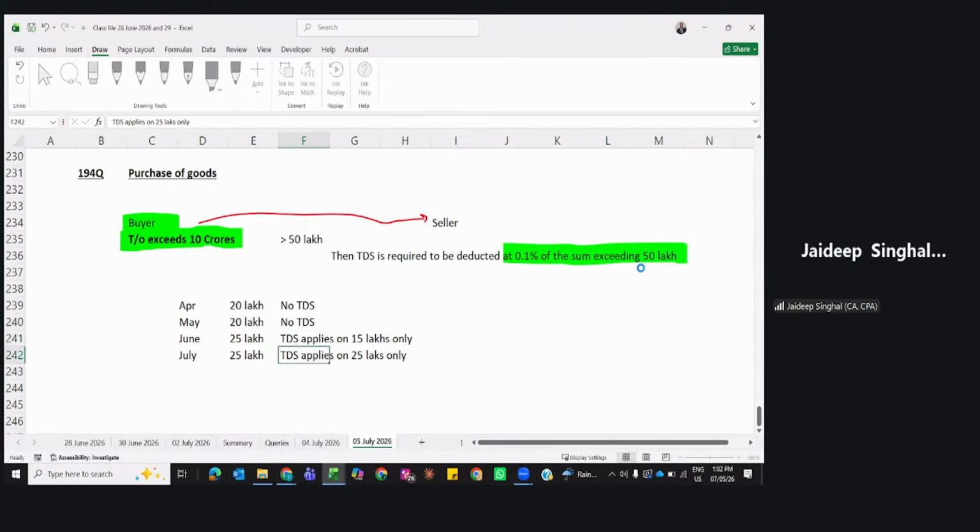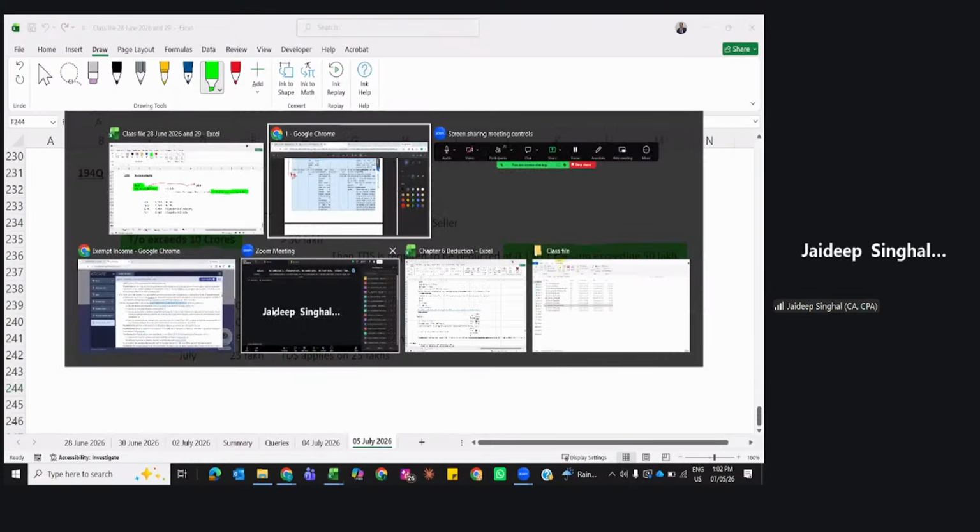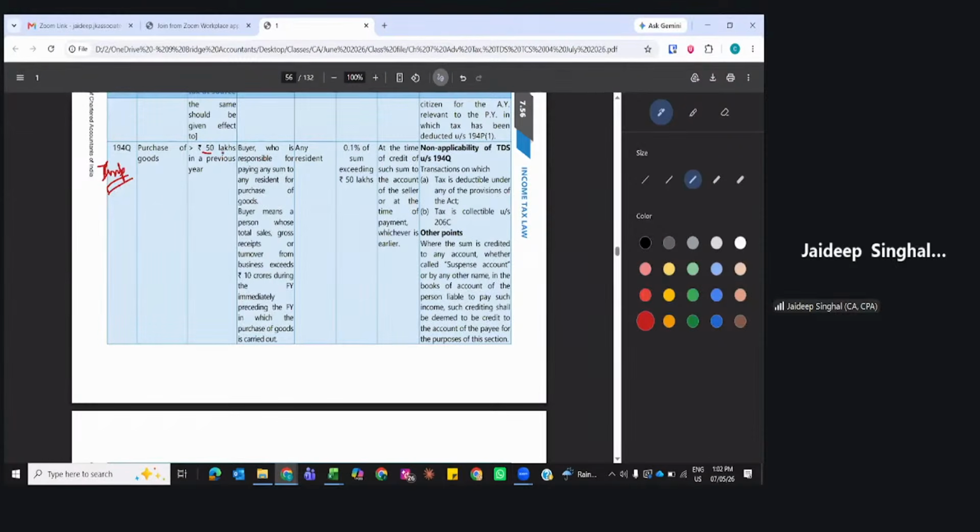Okay. Let's see this. So greater than 50 lakh you purchase. Buyer is the person who is greater than 10 CR turnover. Any resident, 0.1% of the sum exceeding 50 lakhs. This is important. Non-applicability of TDS: here the TDS is not applicable when TCS is applicable. This section you will study further. Then you will get to know.